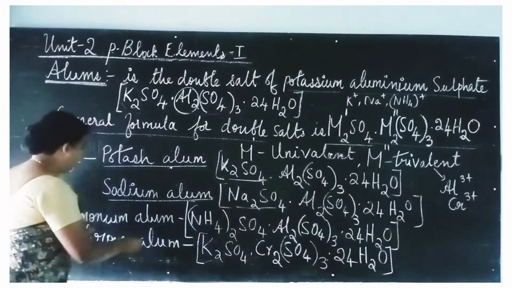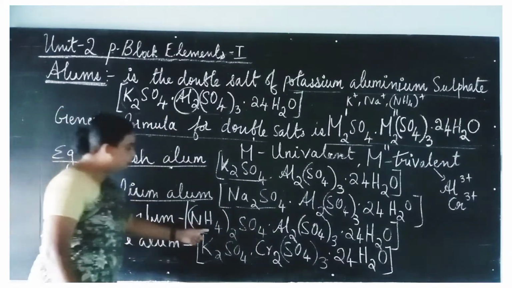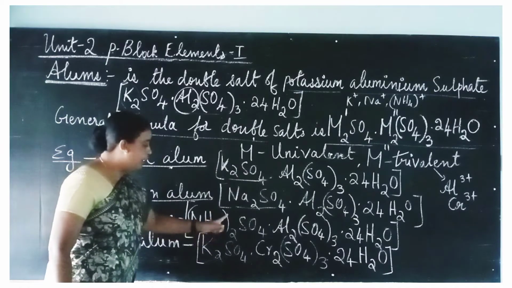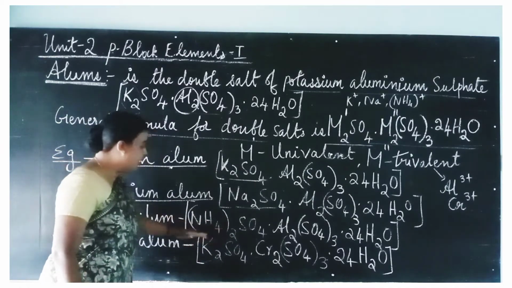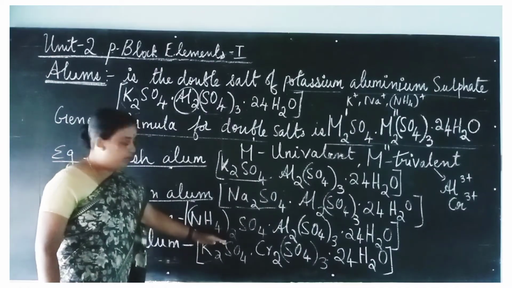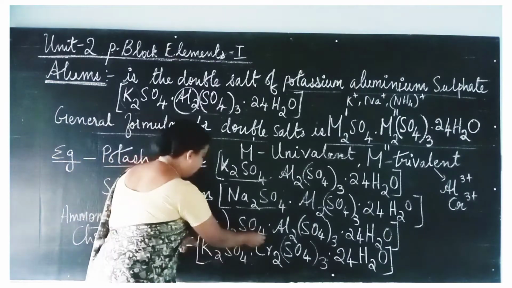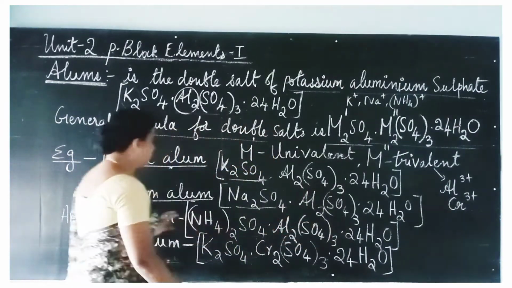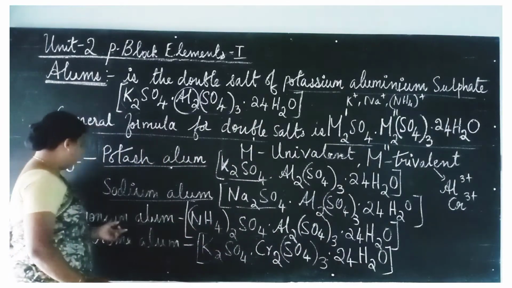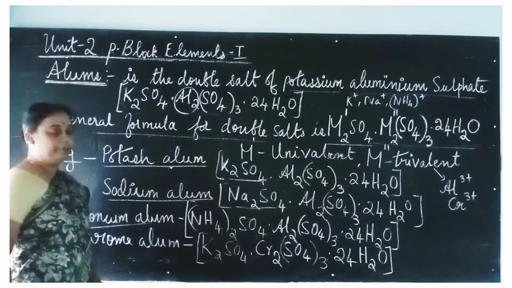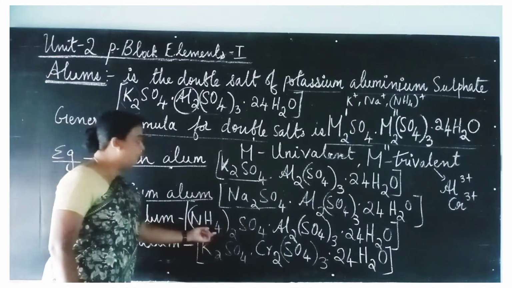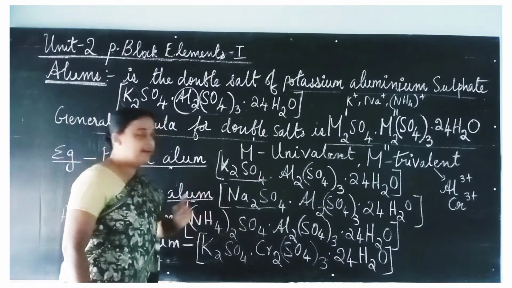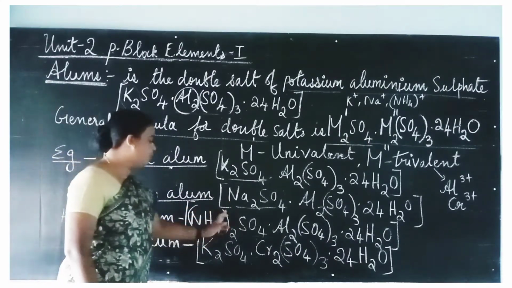Okay. Now look at this ammonium alum. NH4 plus, so NH4 is the ammonium ion here. That is NH4 twice SO4, then aluminium sulfate with 24 water molecules. Because the ammonium ion is here, it is ammonium alum. This NH4 is a univalent metal ion, univalent NH4 plus.